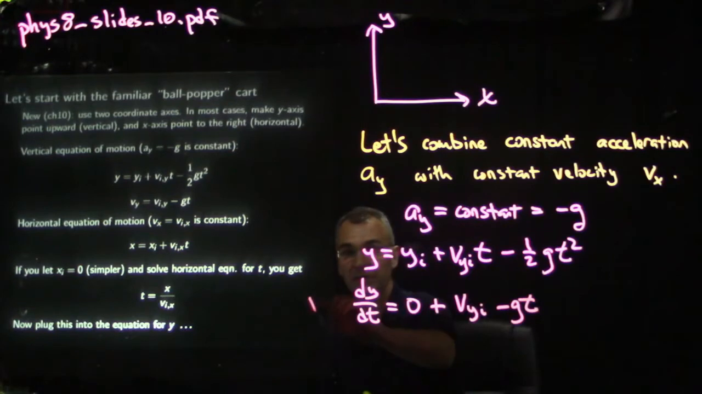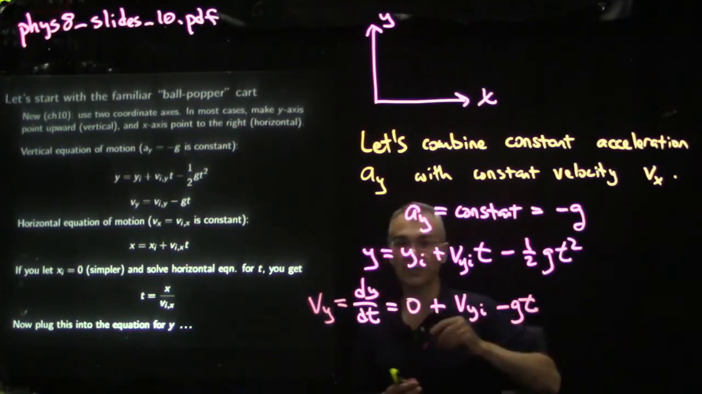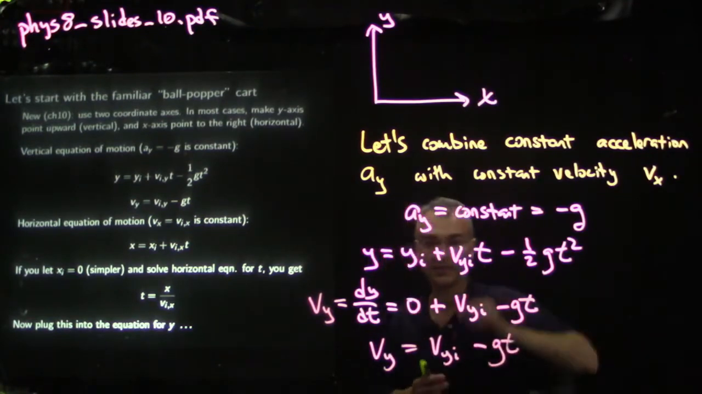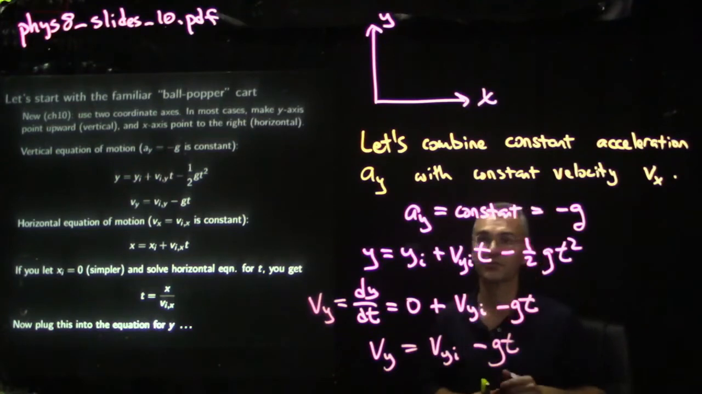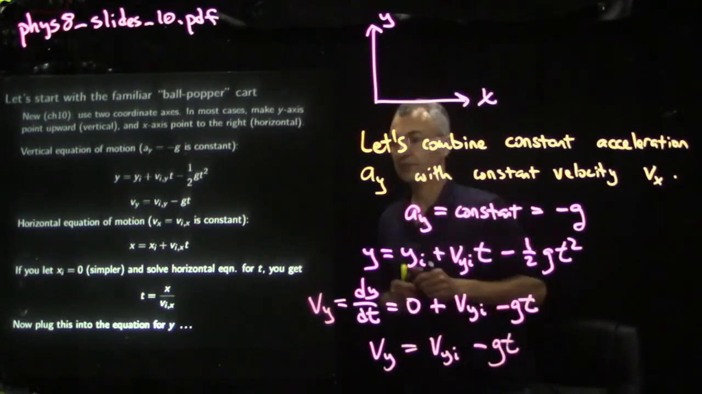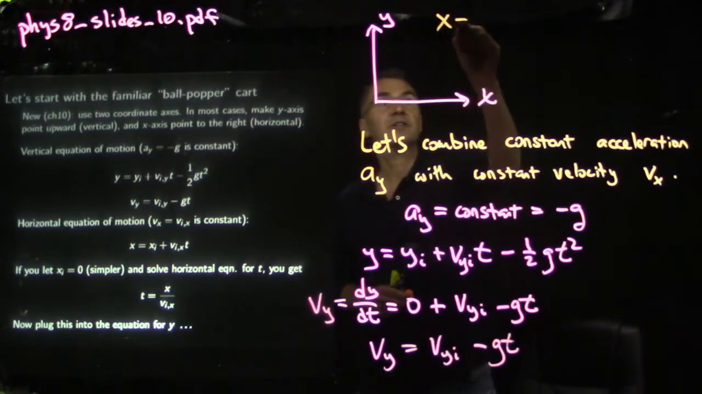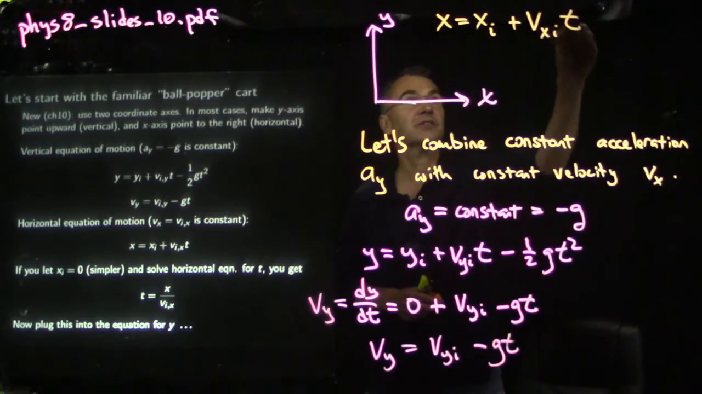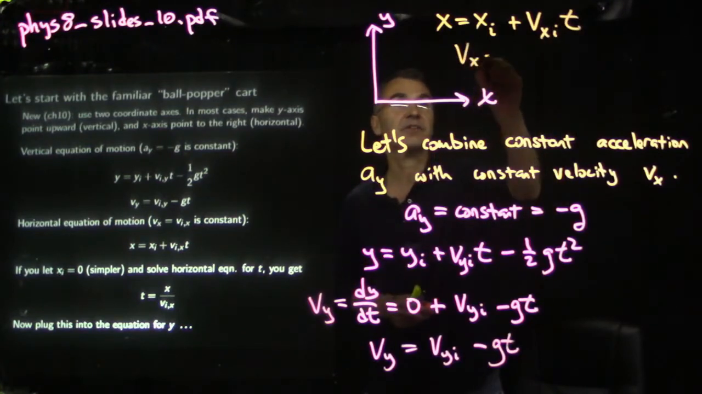So, and this, by the way, is v sub y. So v sub y is v sub y initial minus gt. That's kind of familiar from our constant acceleration results, except we're writing y instead of x. And then, meanwhile, the x coordinate will just be x equals x initial plus v sub x initial t. And then v sub x is just our constant, v sub x initial.